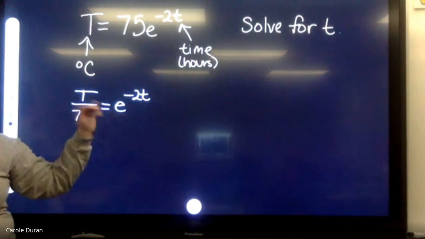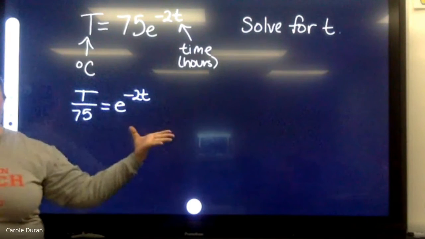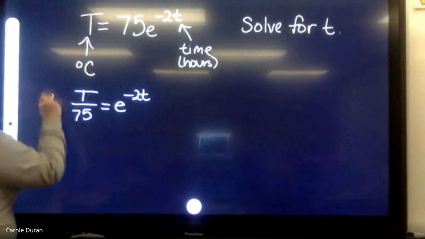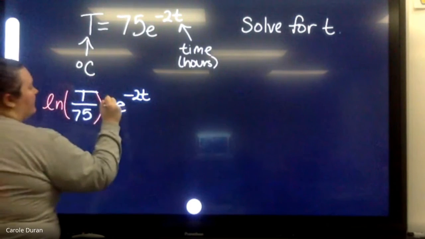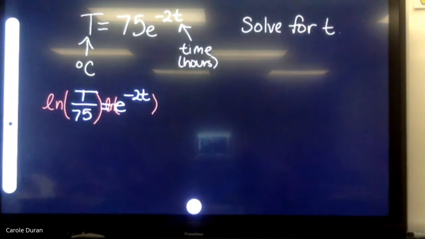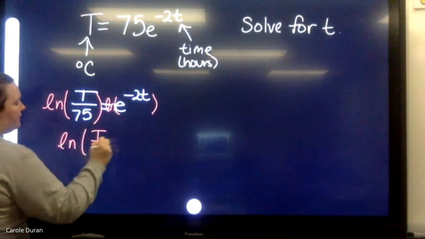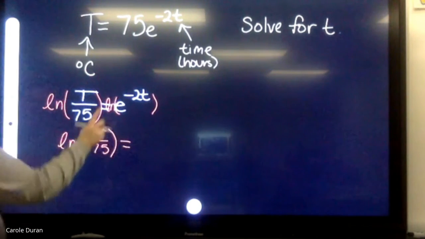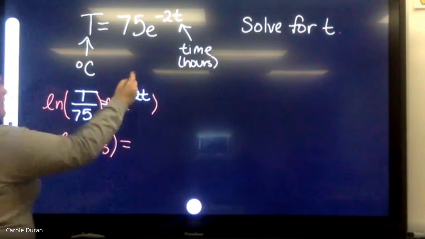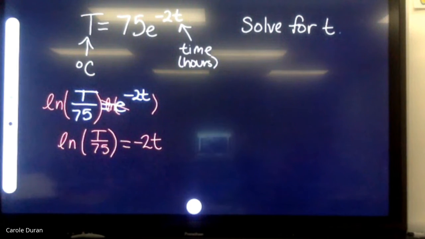What is the natural inverse of e? Natural log. What I do to one side, I also have to do to the other. So I'm going to take the natural log of both sides here to cancel out the e, which means I now have natural log of T over 75 equals natural log and e cancel each other out on that right-hand side, and the exponent drops to be on the same level.